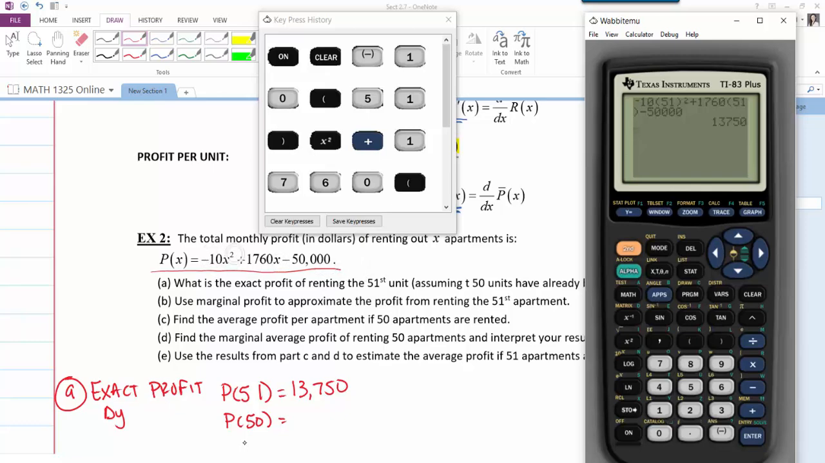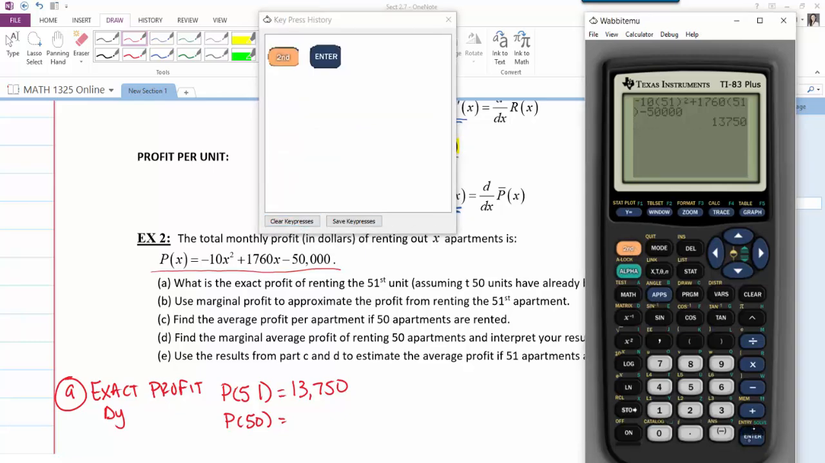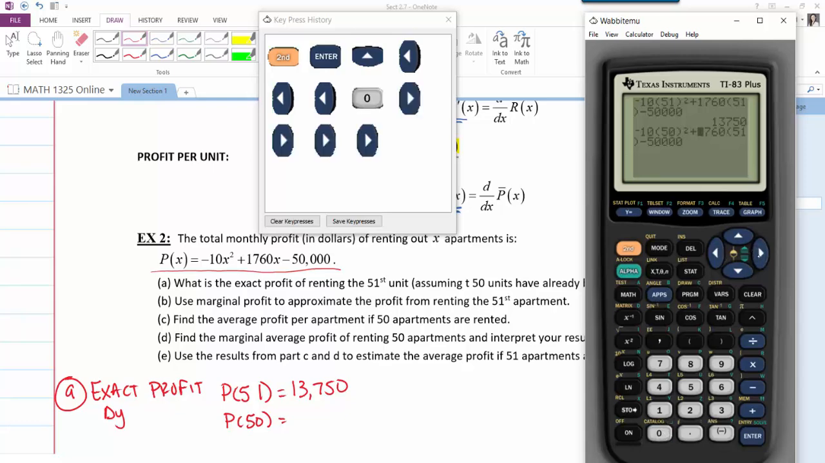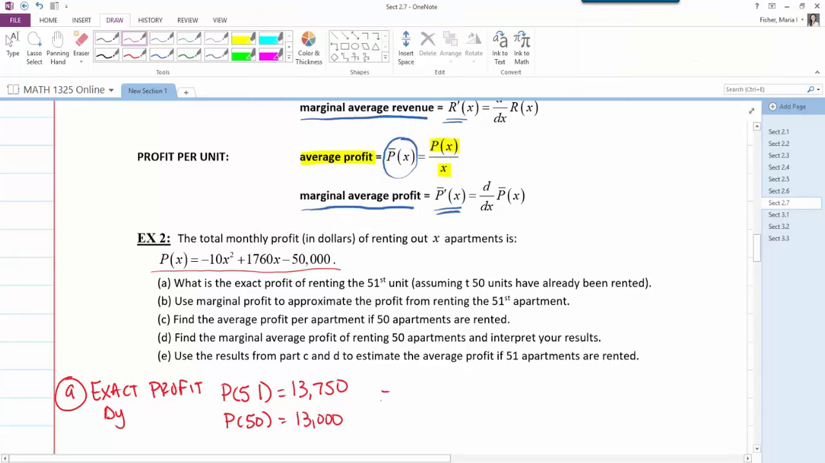Now we're going to find the profit for 50 units. So we're going to just plug in a 50 in place of all the x's. And what I'm going to do is I'm just going to hit second enter on mine and change my 51s into 50 just to make it faster. And I get 13,000. So the exact profit is going to be the profit for 51 minus the profit for 50, and I end up with $13,750 minus $13,000, or $750. So the exact profit of renting out the 51st apartment is $750.